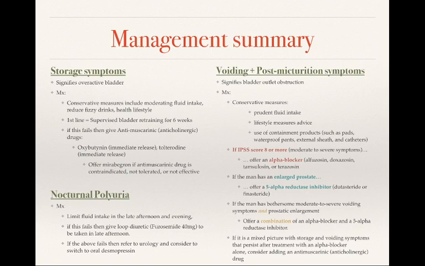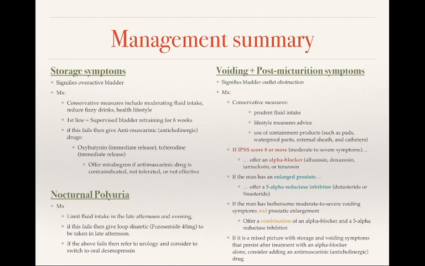If a patient presents with nocturnal polyuria, then you would ask them to limit their fluid intake in the late afternoon/evening. If this doesn't sort out the problem, then you give them a loop diuretic in the late afternoon. And if this also fails, then you would have to refer them to urology, and you may want to switch diuretic to an oral desmopressin.